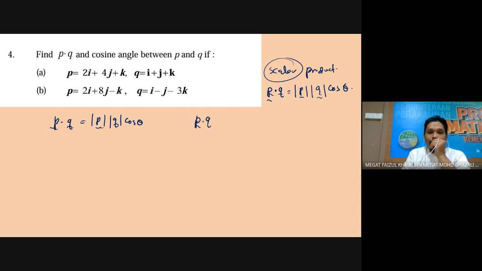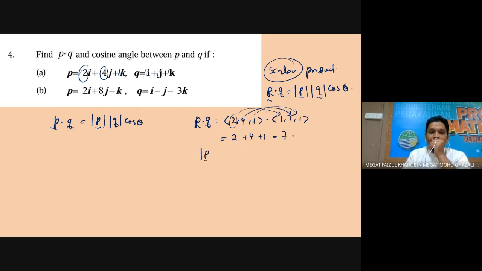P dot Q first, which is, okay, we got 2, 4, and 1. And here we got 1, 1, and 1. So 2, 4, 1 dot with 1, 1, and 1. So 2 times 1 equal to 2. 4 times 1 equal to 4. And 1 times 1 equal to 1. 2 plus 4 equal to 6 plus 1 equal to 7.